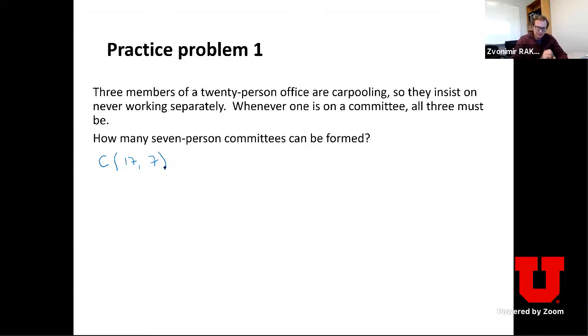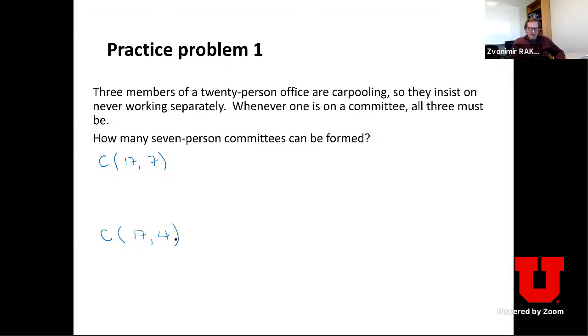When they are on the committee, the number of different committees we can create is choose 4 out of 17. This is because when they're on the committee, these 3 members are fixed. So we only have 4 members of the committee that we have to fill in, and we are going to fill them in out of the 17 leftover people in this 20-person office.